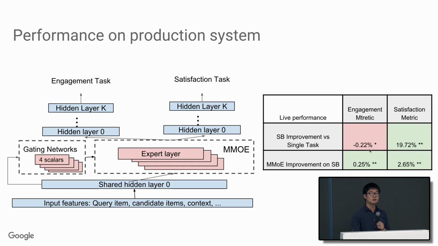One thing to mention is that the volume of the engagement data is much, much larger than the volume of the satisfaction data. Usually 20% is huge, but on the engagement metric, 0.2% is also very huge. Next, we apply this multi-gate mixture of experts architecture and compare it with the shared-bottom model, where we can see further improvement on both tasks by quite a significant amount.